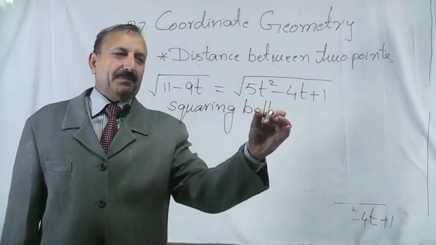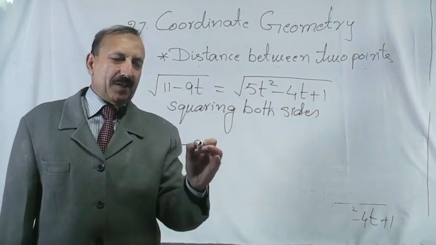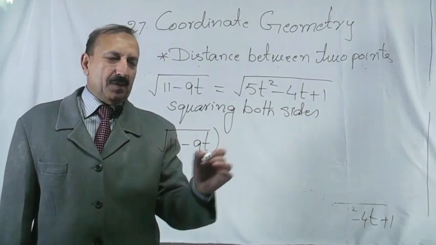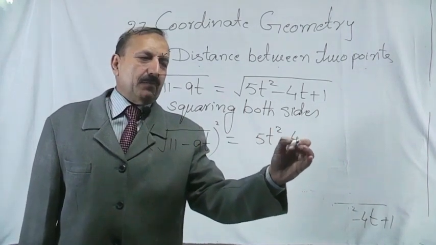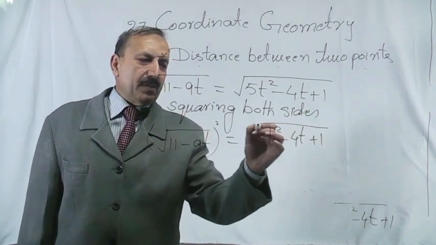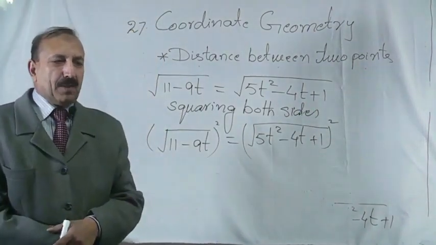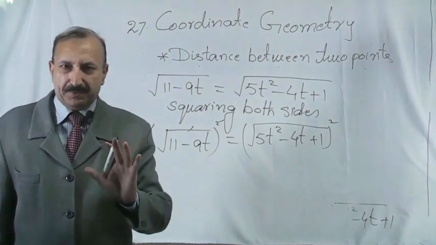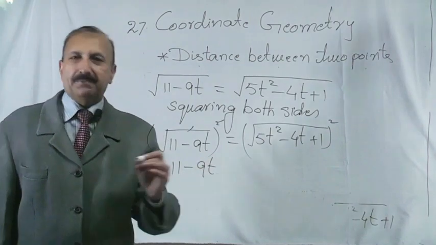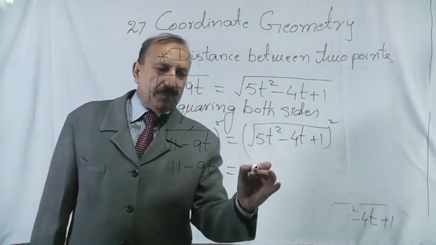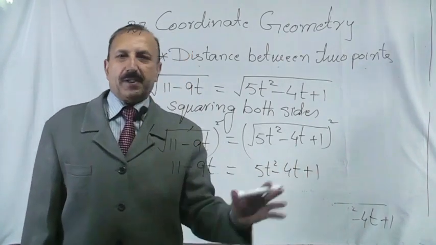Squaring both sides, we will get 11 minus 9t square root square on this side equals 5t square minus 4t plus 1 square root, and square on this side as well. This square cancels with this square root, and we will have here 11 minus 9t, and we have 5t square minus 4t plus 1 on this side.